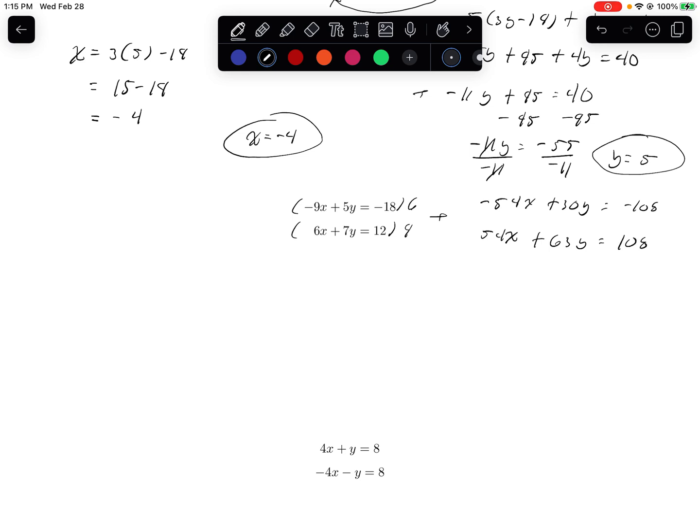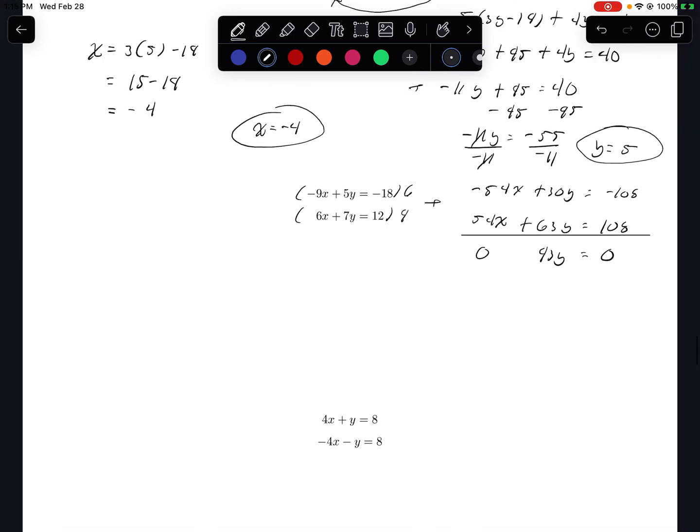Okay, so 54x and negative 54x, if we add these two together, that's going to be 0. And then we have 30y plus 63y. That's going to give us 93y. Okay, and this is equal to 0. Okay, so now we can divide both sides by 93, and we get y equals 0.